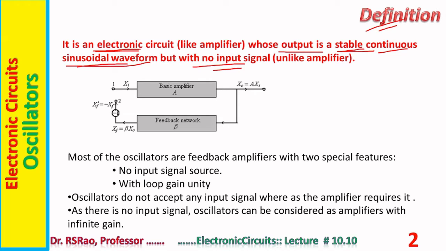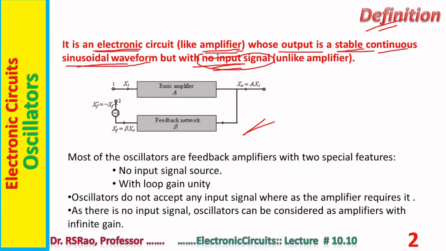What is an electronic circuit? An electronic circuit is an electrical circuit in which there exist one or more electronic devices. Electronic devices are diodes and transistors. So oscillators are similar to amplifiers in that amplifiers are also electronic circuits. There is a dissimilarity between amplifiers and oscillators also. What is that? Amplifiers require an input signal to function, whereas oscillators accept no input signal.